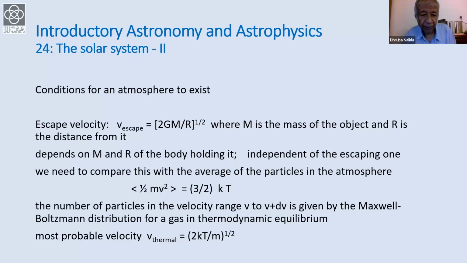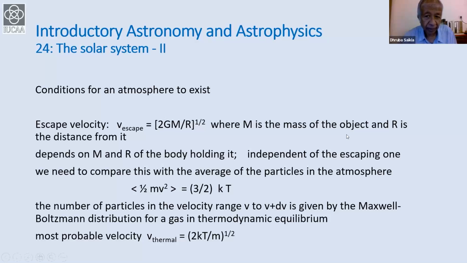Now we need to compare this with the average thermal velocity of the particles in the atmosphere. And I've just put the kinetic energy is equal to 3/2 kT, 3 degrees of freedom, half kT per degree of freedom. And the number of particles in a given velocity range is given by the Maxwell-Boltzmann distribution for a gas in thermodynamic equilibrium. And I've given over there the most probable velocity, which is (2kT/m) raised to the power of half.